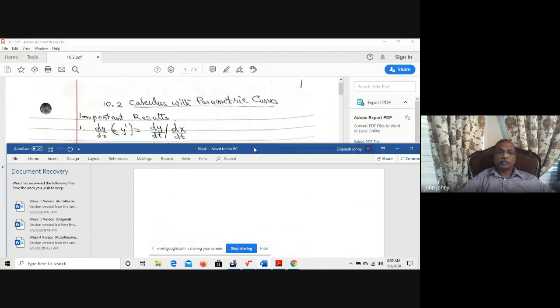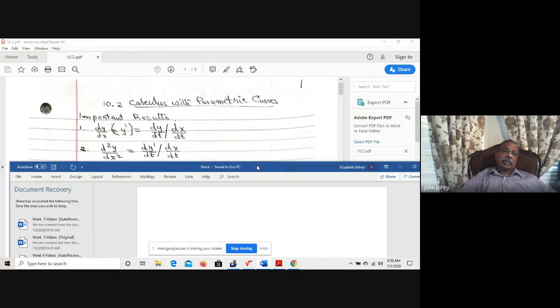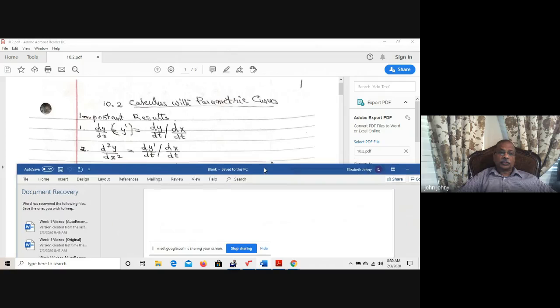First you find dy over dt, then find dx over dt, then divide dy over dt by dx over dt. d square y over dx square is equal to d of y prime over dt, the whole divided by dx over dt. So first you find y prime, which is the same as dy over dx. Then differentiate with respect to t, and divide the whole expression by dx over dt.